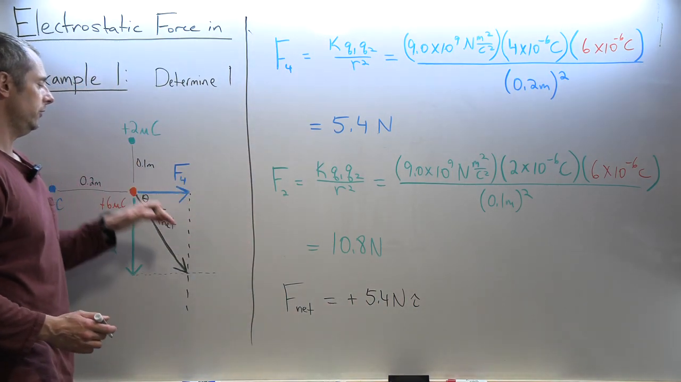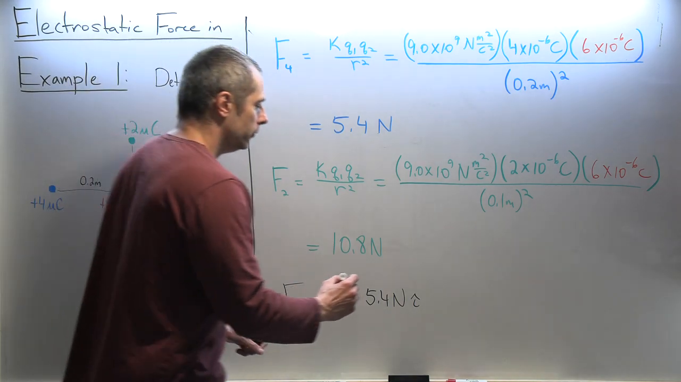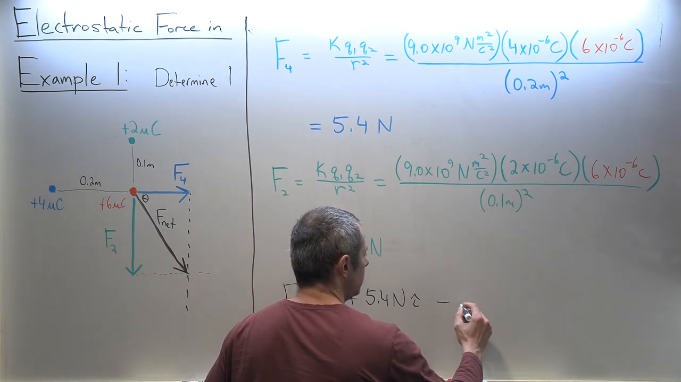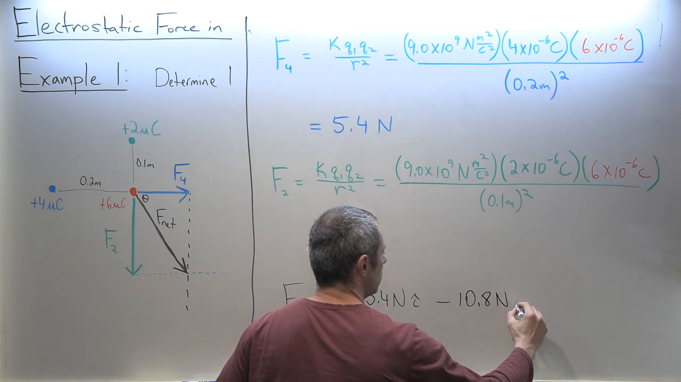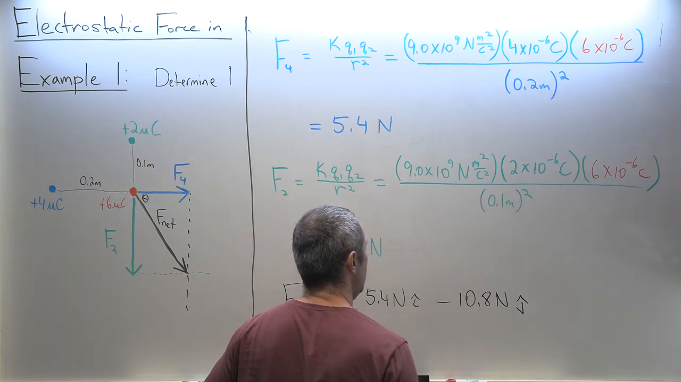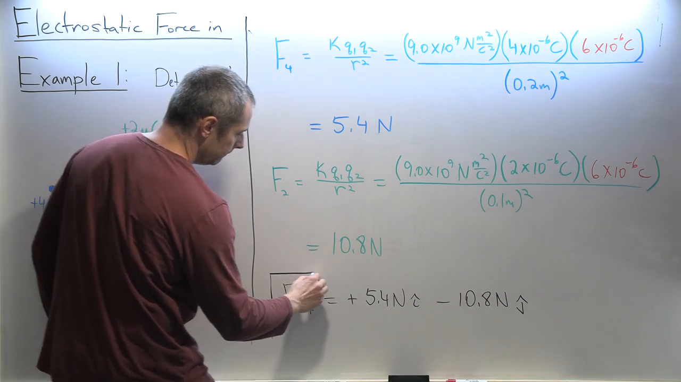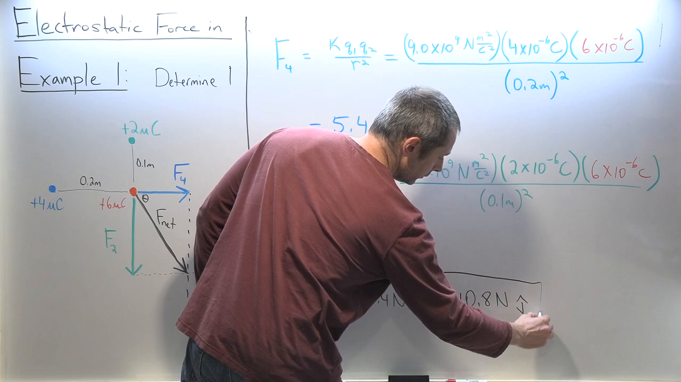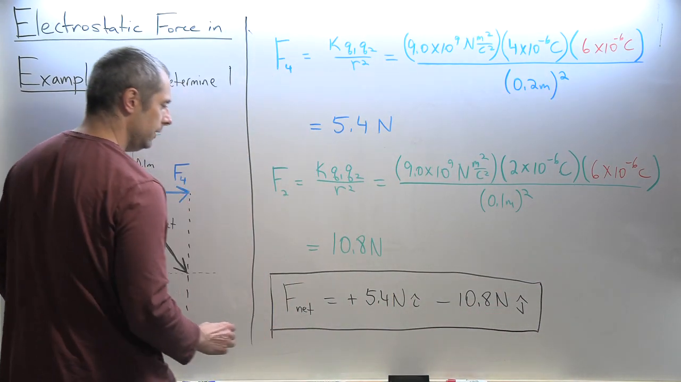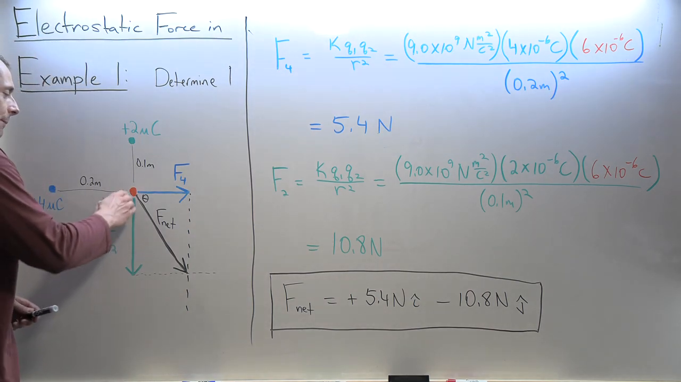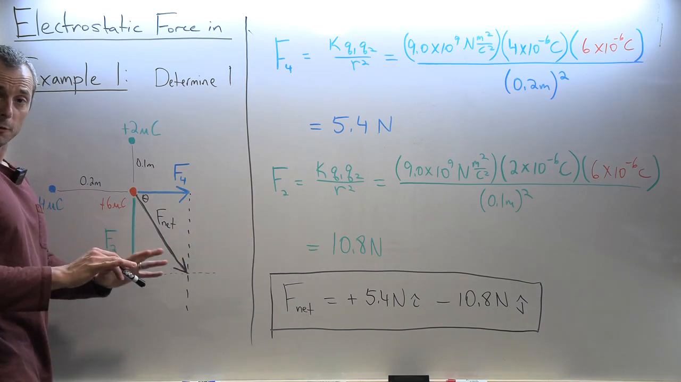And then this is in the downward direction. Well, this is positive y, that's negative y. So what I'm going to do is say minus 10.8 newtons j hat. Technically, that is a correct answer. So if they didn't say to specify how many newtons the net resultant force was, that is 100% correct.